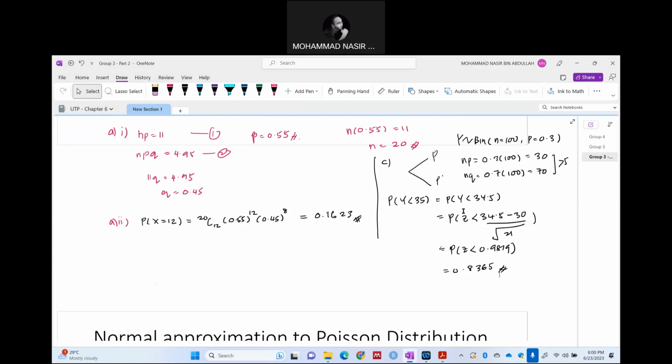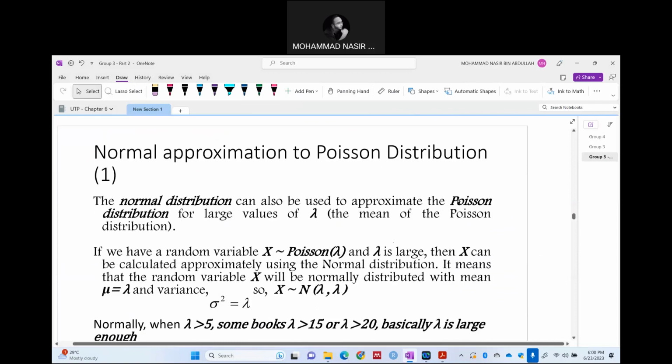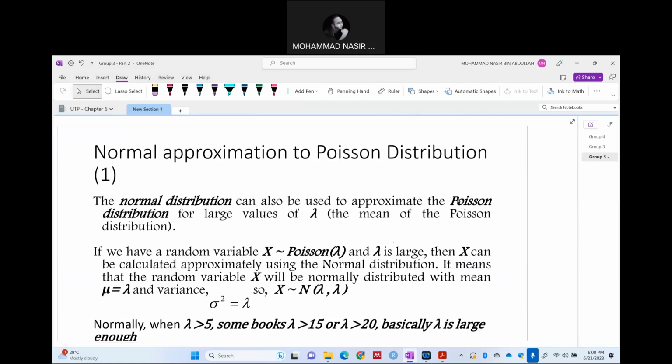Okay, can we continue? Can we continue? Right. Let's continue on the next part, which is the last part of chapter number 6, normal approximation to Poisson distribution. So still remember the criteria for Poisson distribution. Poisson distribution takes only count data or rate data, right? And the mean of the Poisson distribution is equal to lambda, and the variance also equals lambda, right?